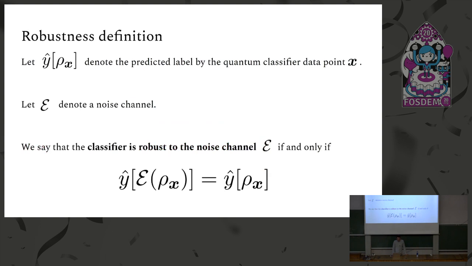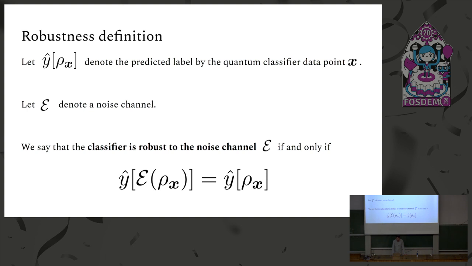So what do I mean by robustness? Let y-hat of rho sub x denote the predicted label by the quantum classifier where there is no noise. And then for some noise channel, script E, we say that the classifier is robust to this noise channel if and only if the following holds. What this equation is saying is, on the left is the prediction in the noisy case, and we want that to match the prediction in the noiseless case. So you don't need the measurement statistics or even the state to be the same. All you really want for the purposes of classification is for the predictions to be the same.